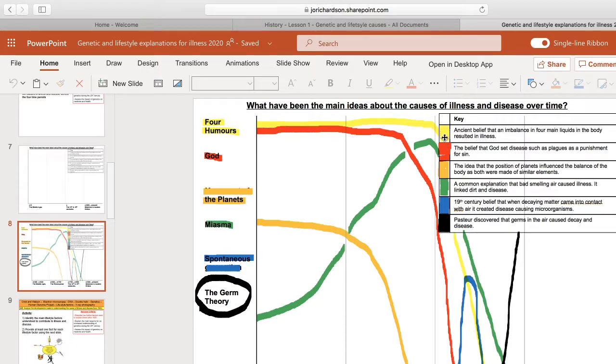Obviously you would have put a key, but feel free to just label it on the side. What you would have seen here is that, just like I said, the four humours are completely depleting, but at this point no one even believes it. You've got the idea of God sending punishment, disease as punishment, again depleting in the Renaissance period as people started to develop new ideas. The ideas of planets deplete by the Renaissance.